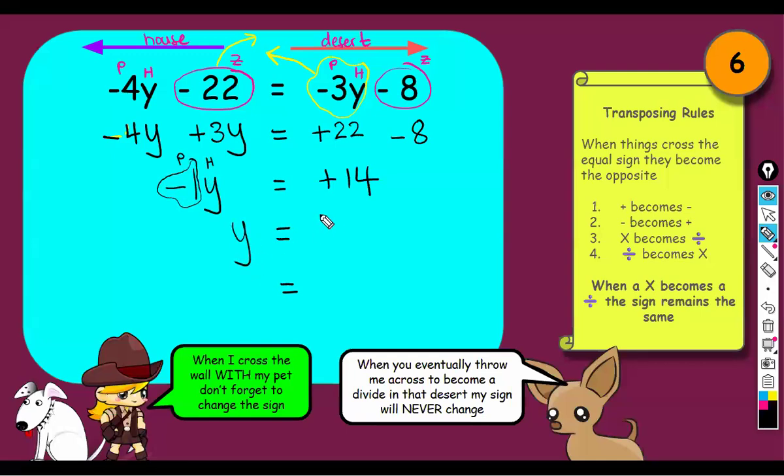Food is running low. The pet always becomes a divide, always, when it goes to the other side, and it's -1. His sign will never change. 14 divided by 1 is 14. A positive divided by a minus is a minus. That's the final answer. Who got it correct without my assistance? Zero assistance from Lisa.